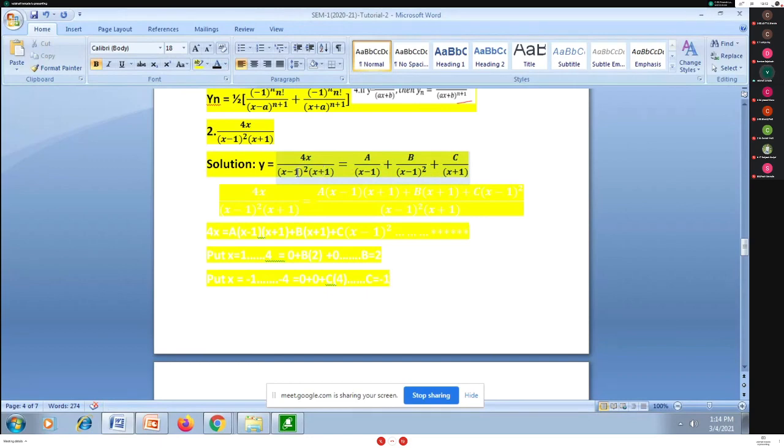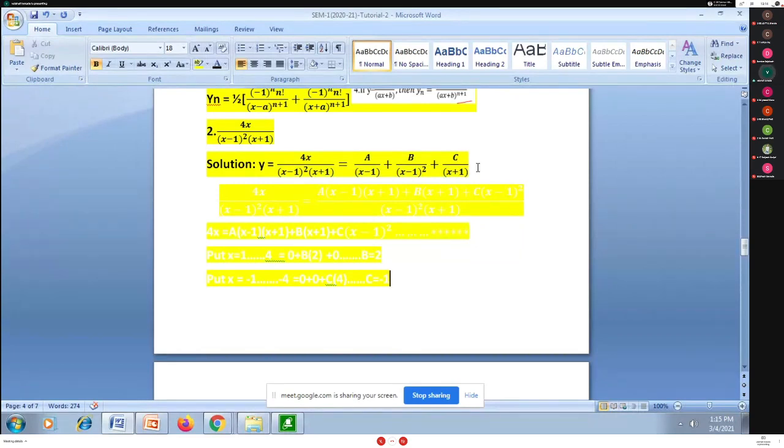Since x minus 1 repeats 2 times, two unknowns A and B occur here. So I'll write capital A upon x minus 1 plus capital B upon x minus 1 bracket square, into x plus 1. I'm having a linear, non-repeated factor, so I have C upon x plus 1. For the repeated factor, I have 2 unknowns A and B according to case number 2. For the non-repeated factor, I have C here. Like that, I have to search the A, B, C values.